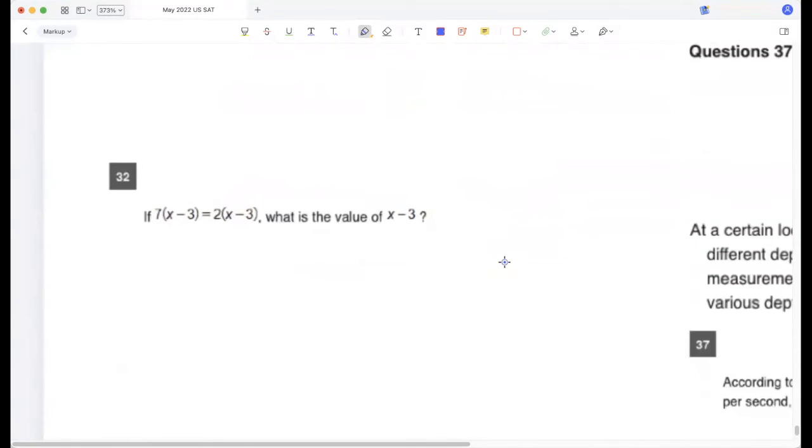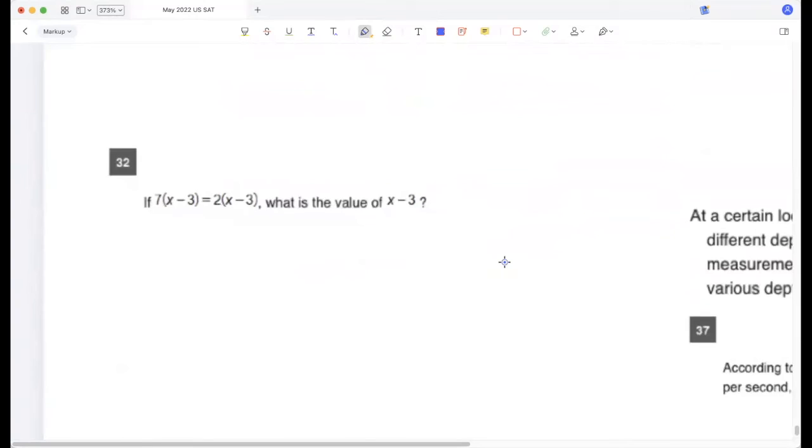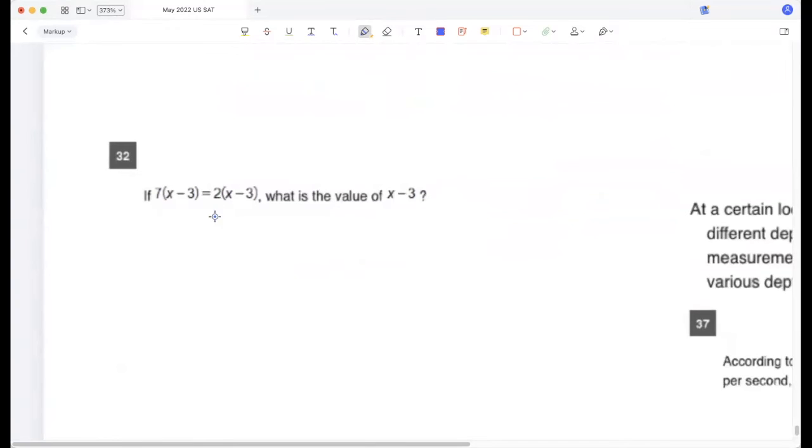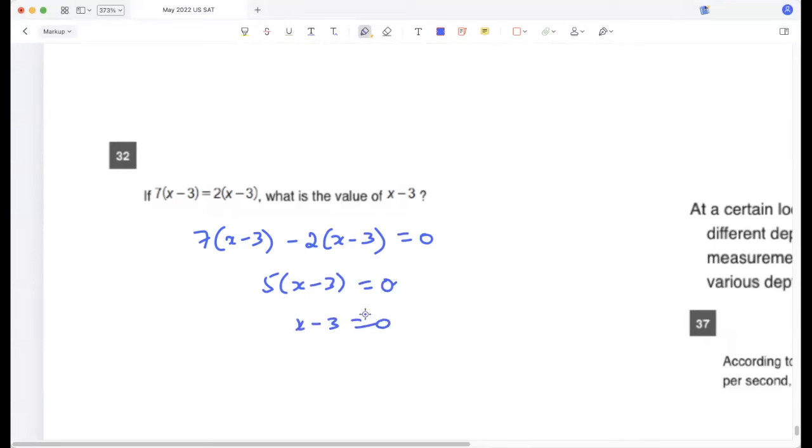If 7(x minus 3) is 2 times (x minus 3), what is x minus 3? So 7 times (x minus 3) minus 2 times (x minus 3) is 0. So 5 times (x minus 3) is 0. So x minus 3 is 0.